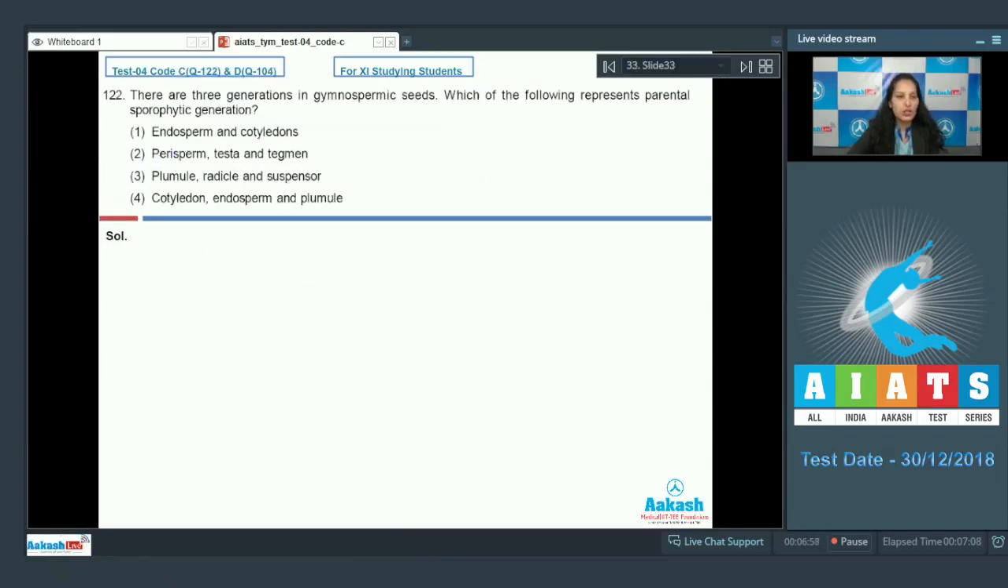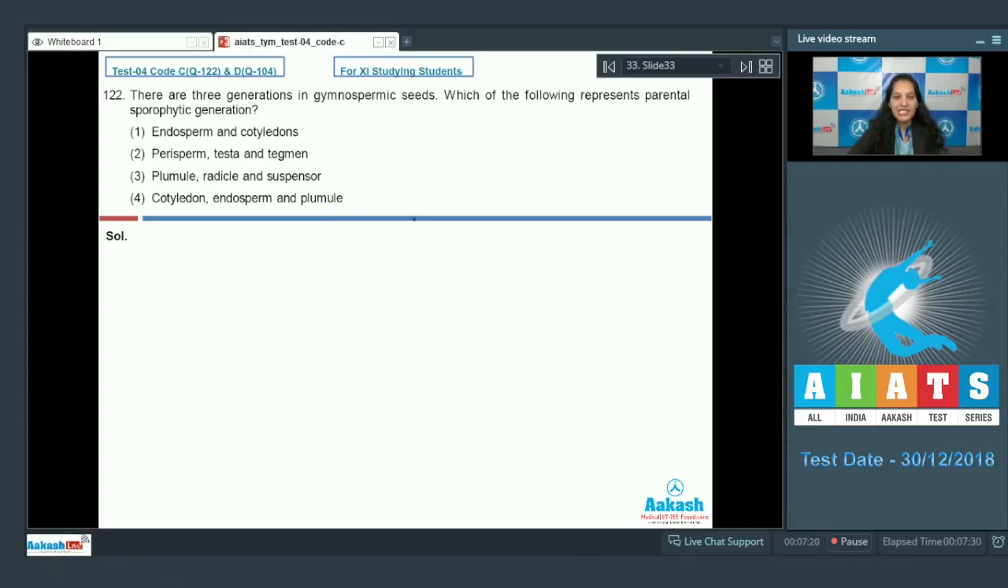Question number 122. There are 3 generations in gymnospermic seeds. Which of the following represents parental sporophytic generation? First option, endosperm and cotyledons. Second, perisperm, testa and tegmen. Third, plumule, radicle and suspensor. Fourth, cotyledon, endosperm and plumule.